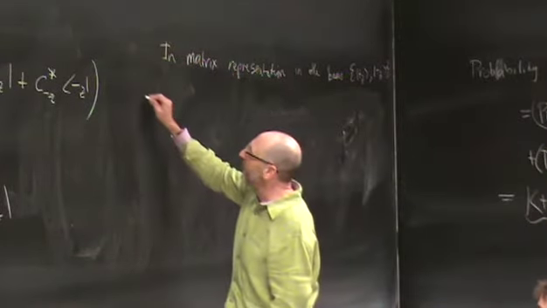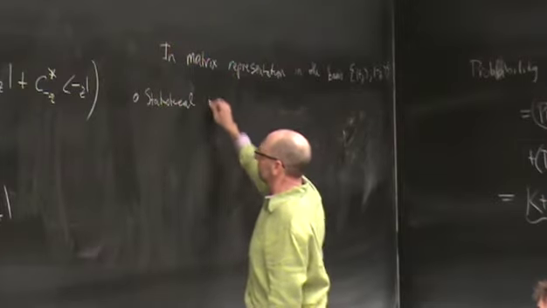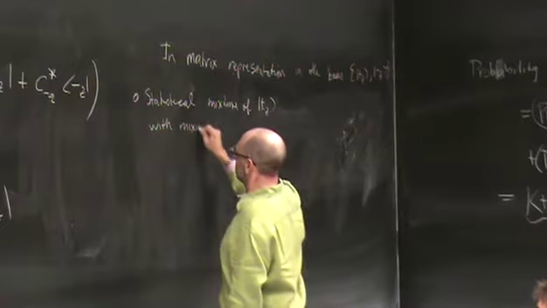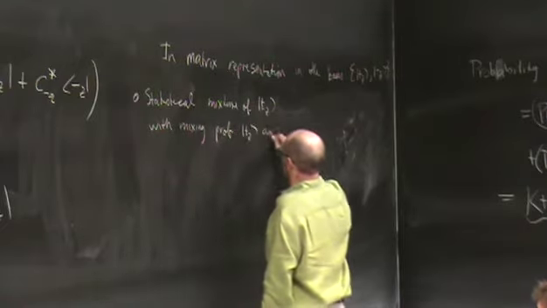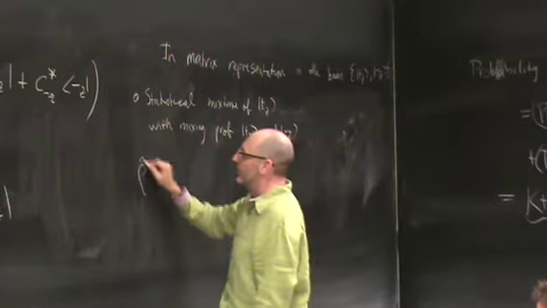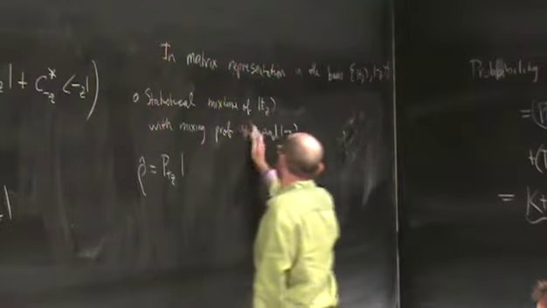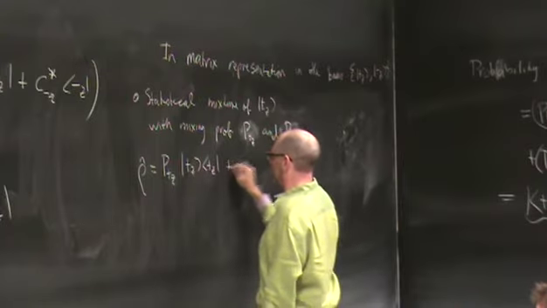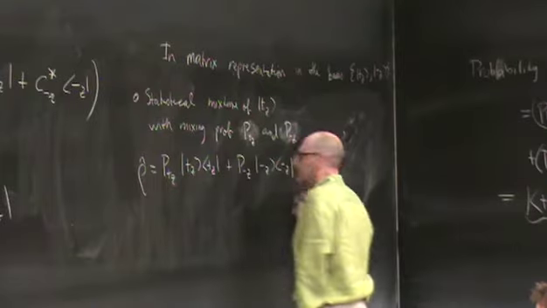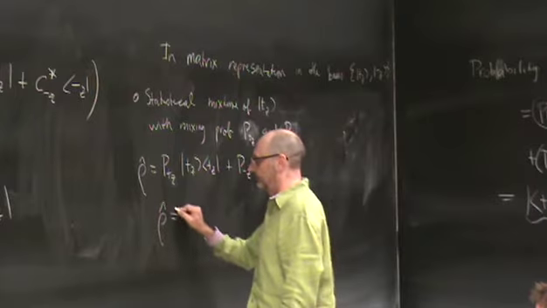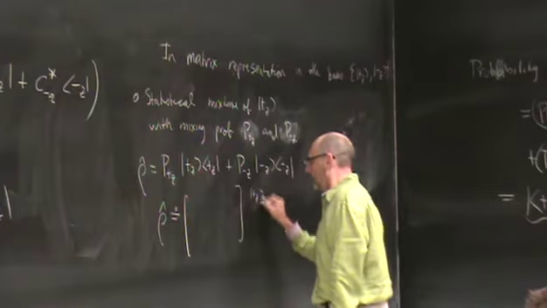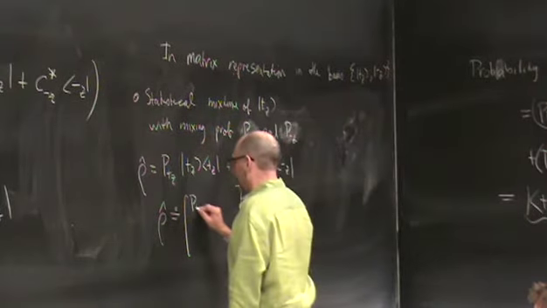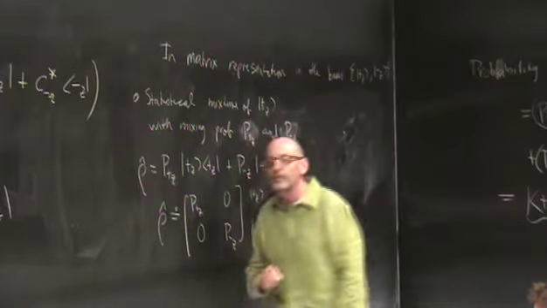Let's look at two different cases. Suppose I have, in one case, a statistical mixture of these two guys with mixing probabilities. Rho is equal to this and this. What is the matrix? As a 2 by 2 matrix in this order, P plus and P minus on the diagonals, and what about the off-diagonals? 0. This guy has off-diagonal matrix elements that are 0.